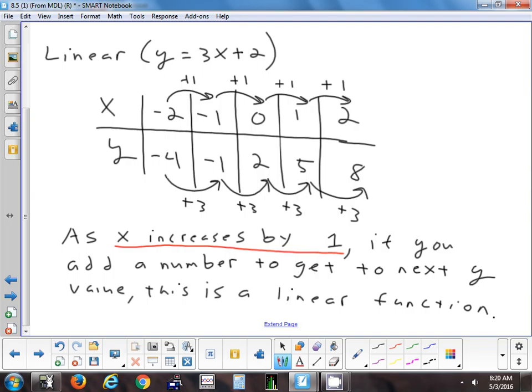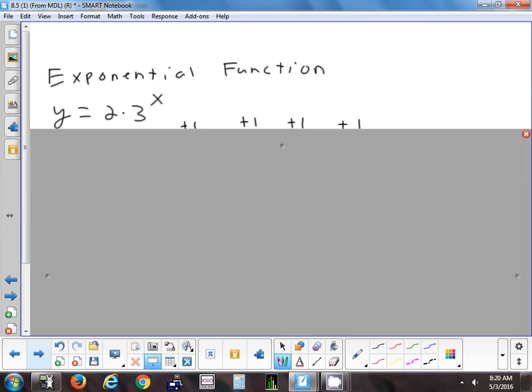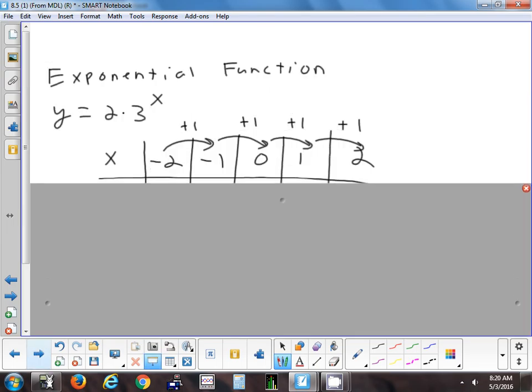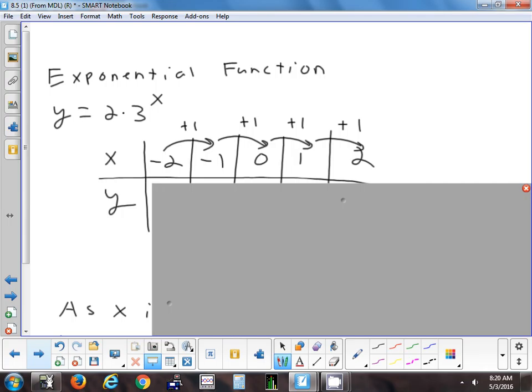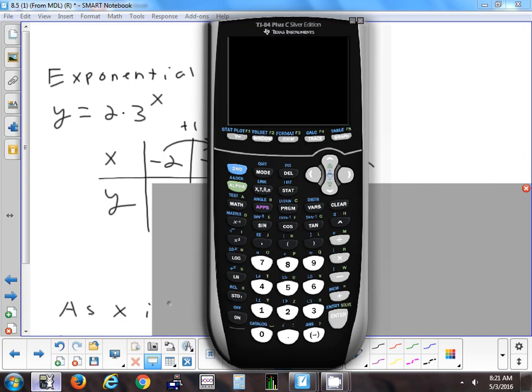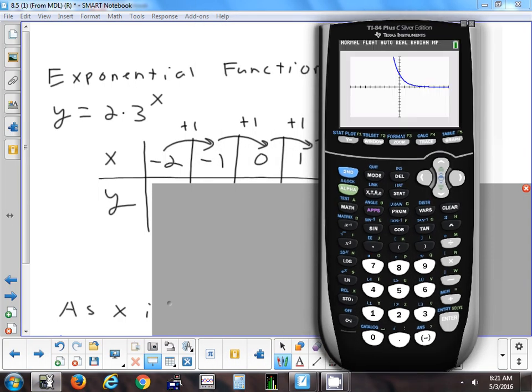to get to the next y value. Now we're going to look at an exponential function. Notice the x column has the same numbers as before, all going up by 1s. Let's fill out our y's together. I'm going to use a calculator to help us out a little bit. Somebody tell me, what am I going to fill in for my first x value? Let me type this in on the calculator: 2 times 3 to the -2, and I'm going to change it to a fraction, and I get 2 ninths.